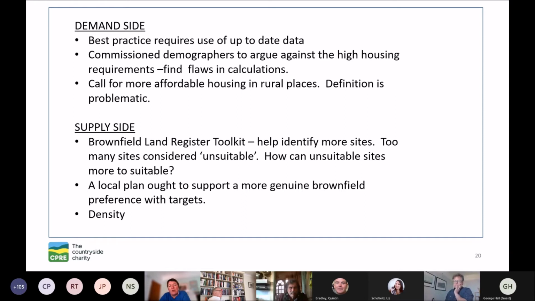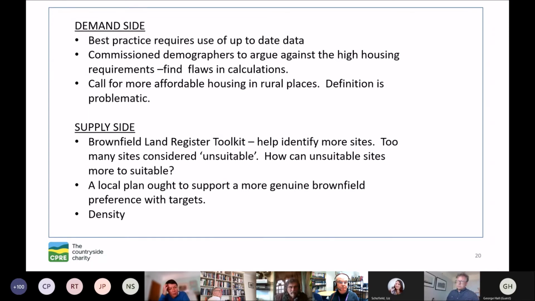But as a rural organisation, we do identify we do need rural housing. We need affordable rural housing, and we don't agree with the government's definition of first-time buyers because that isn't in perpetuity affordable housing. And then on the supply side, we've developed a brownfield toolkit to help identify more sites. But there is an issue that the government, when putting together data for brownfield, considers an awful lot of sites as unsuitable. Anyway, and just two last things.